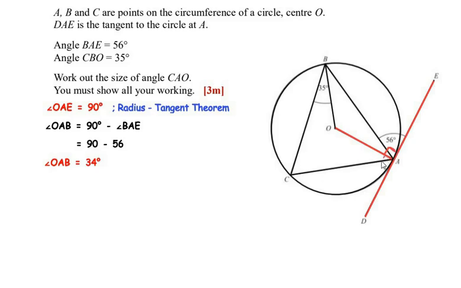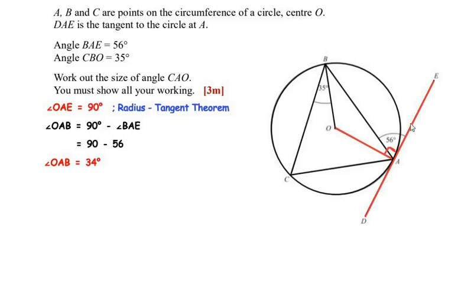So here we can also draw it this way. Angle OAD also becomes 90 degrees. Now let us focus on this angle. According to the radius tangent theorem, angle OAE will be equal to 90 degrees.